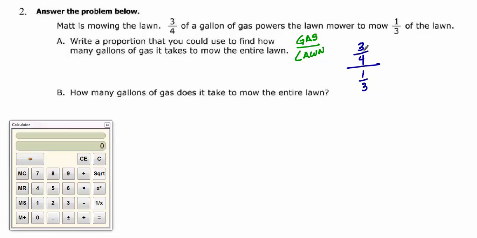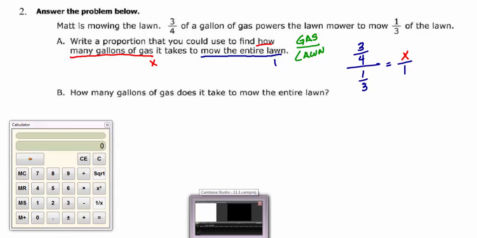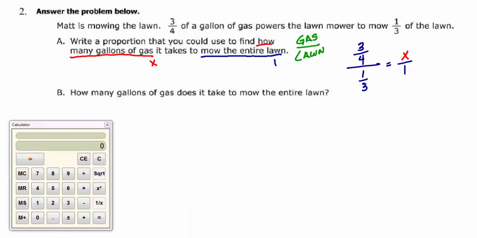We should already be looking at this and saying, wow, it's going to take more than a gallon of gas because it took 3/4 just to mow 1/3. It's going to take 3 groups of that to mow the whole thing. In fact, that's the second way we'll solve the problem this time. The second ratio, how many gallons of gas, that's the X, that's the unknown, to mow the entire lawn, one lawn. There you go. So there is your proportion, there's your answer to part 1.